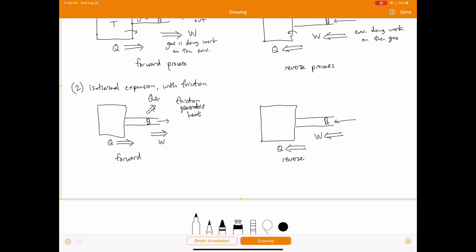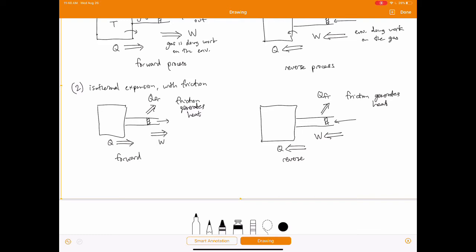Okay, but think about this. There's still friction as the piston moves. It still generates heat. And that heat is not flowing back the other way. That's still flowing out into the environment. Okay?